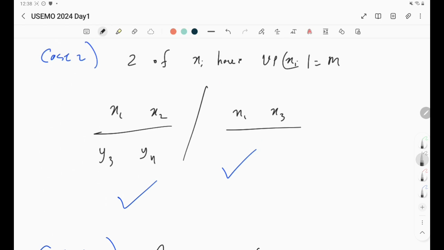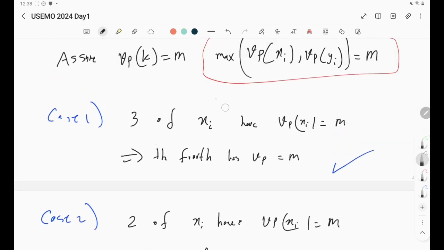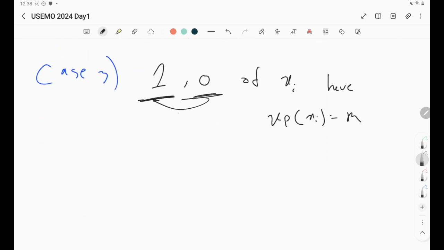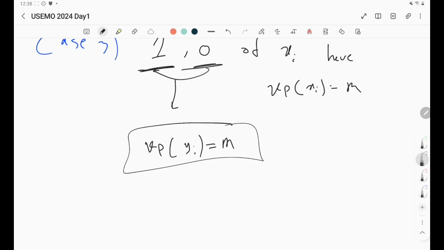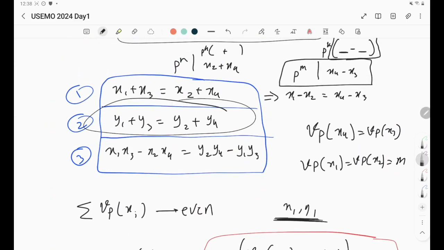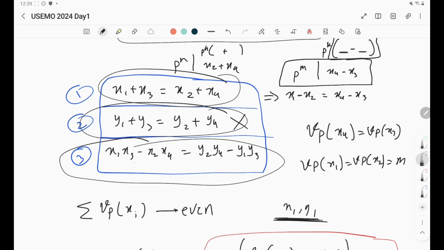But remember what we said. If 3 of the xi have VP m, then the 4th one does as well, right? So these two give us that the VP of yi is equal to m for all of the i's. So in case 3, all of the y's have m as their VP. So now this thing is trash, and this thing is trash, because we cannot really use it that much. So probably we should be looking at equation 3.